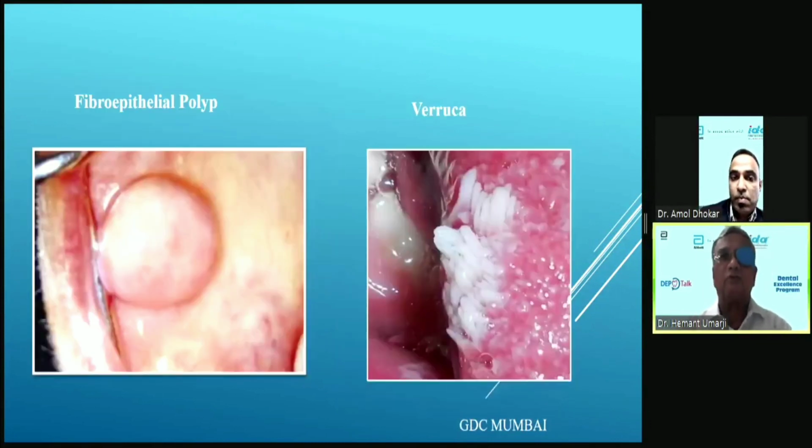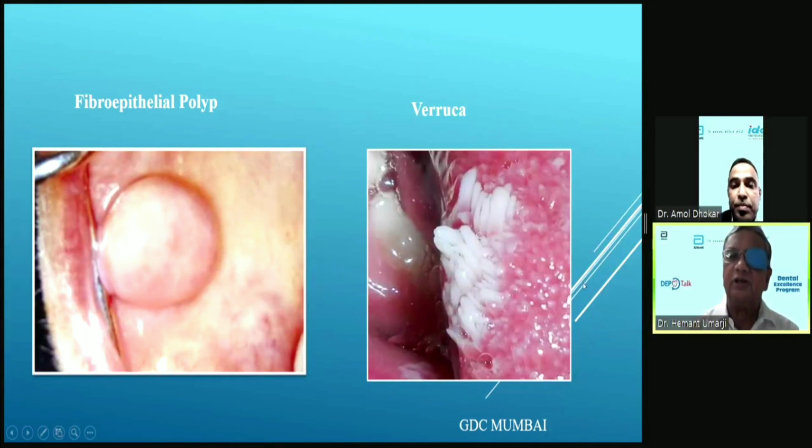If you see a swelling which is smooth and well covered with smooth, shiny mucosa and which is mobile, then it is mostly benign, that is a fibroepithelial polyp. However, if you see a swelling which has a Turkish towel like appearance, where hair-like projections are seen, then that is a verruca.